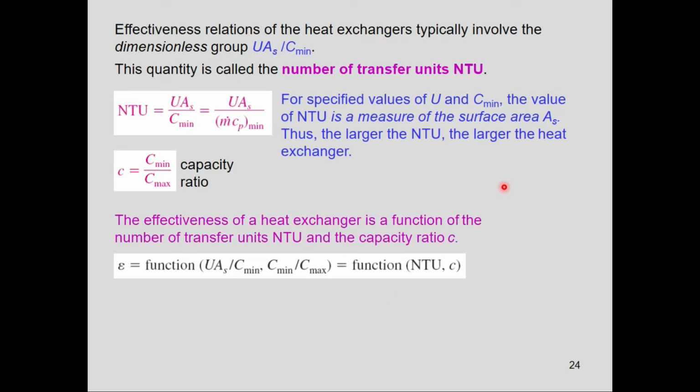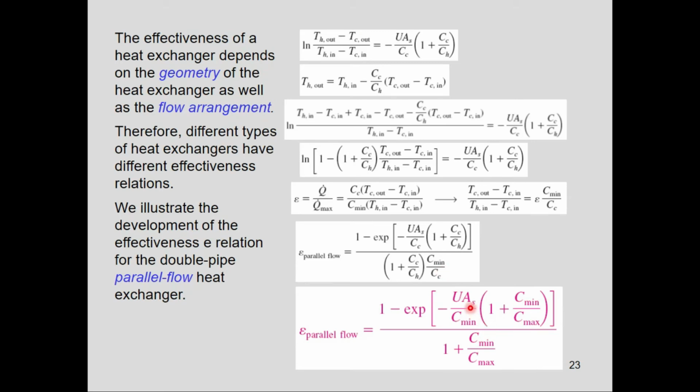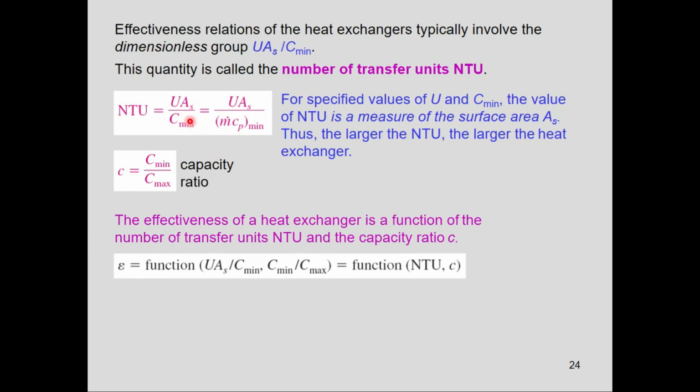It typically involves a dimensionless group known as the number of transfer units, and this ratio represented over here, UAS over C min, right? This ratio can simply be represented by NTU. The full form of NTU is the number of transfer units. I explained the importance of the number of transfer units in one of the previous lectures.